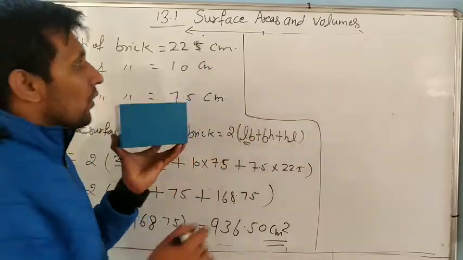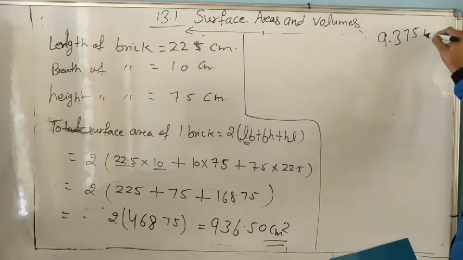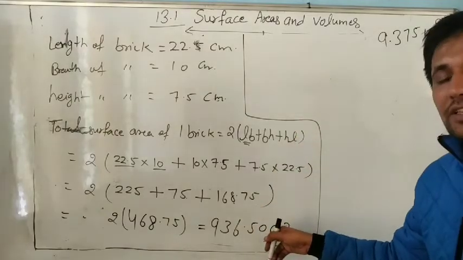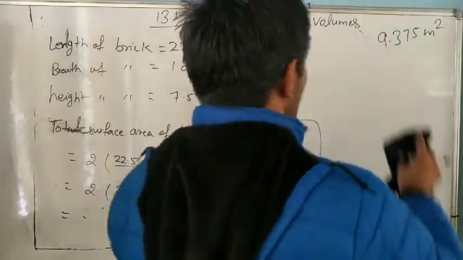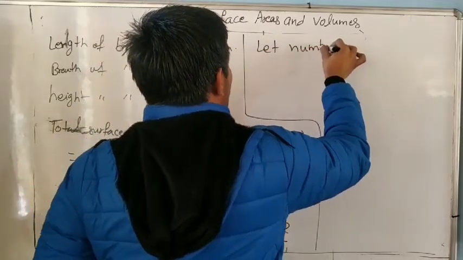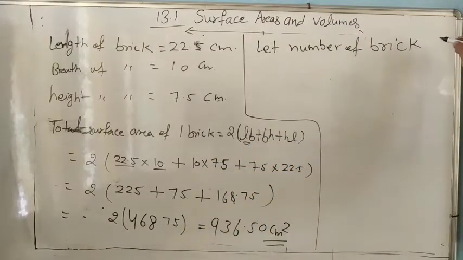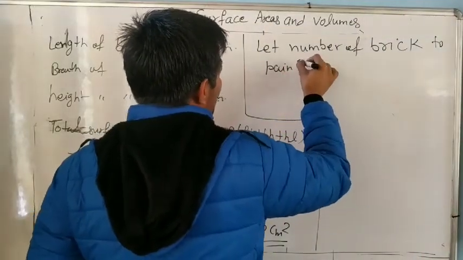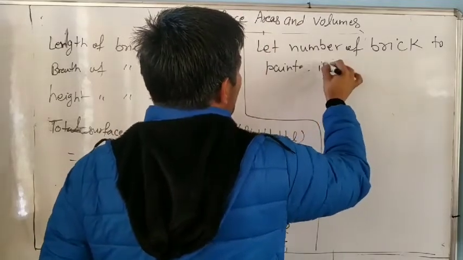But in this container, some paint is given which is required to paint 9.375 meter square, and our brick area is in centimeter square. Either we change it to meter square or this one to centimeter. So we will write: let the number of bricks to paint be n.